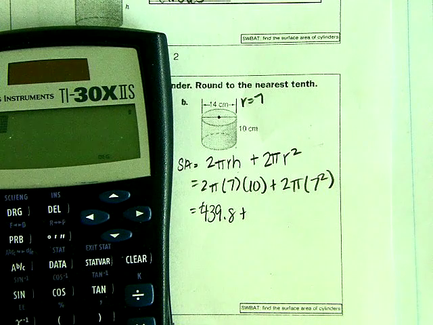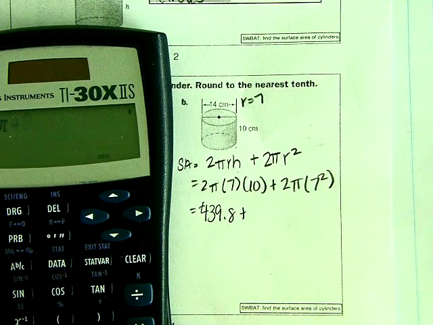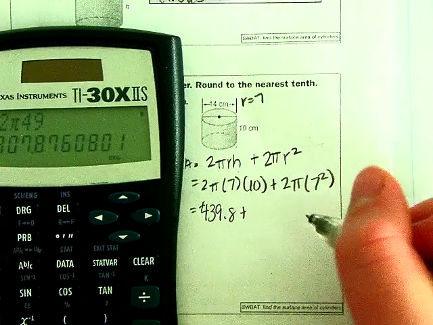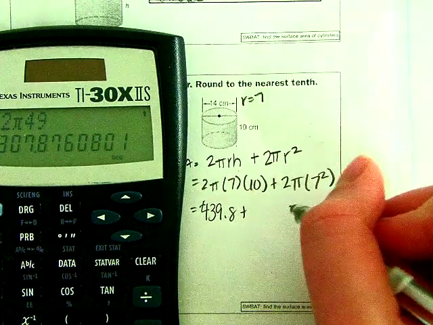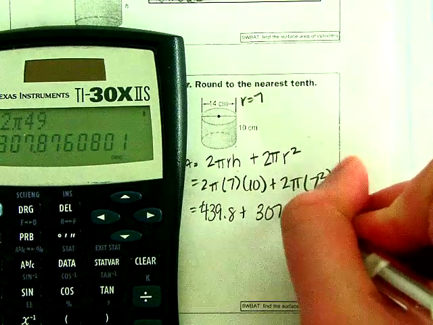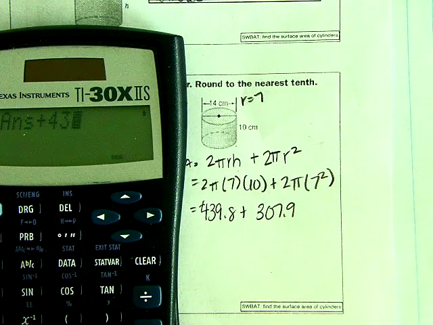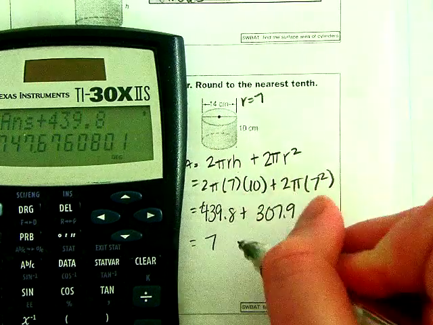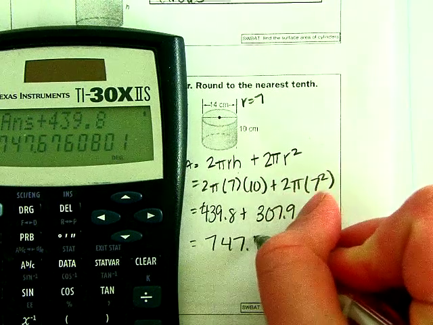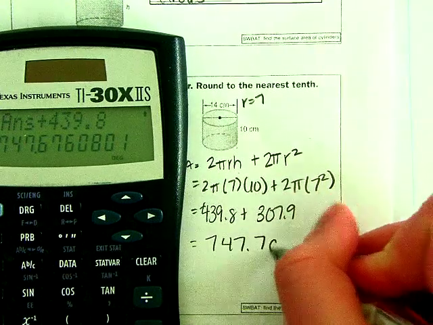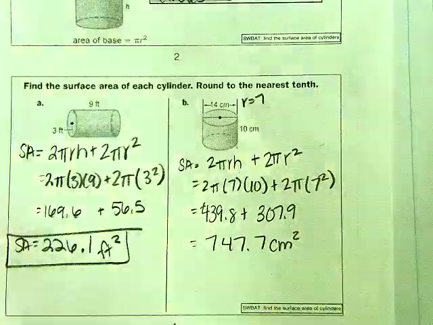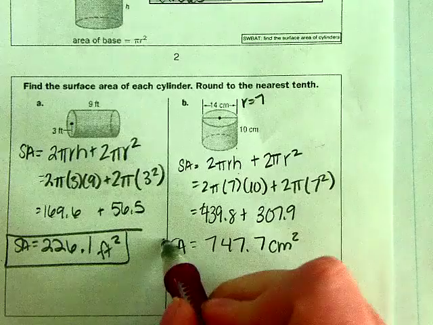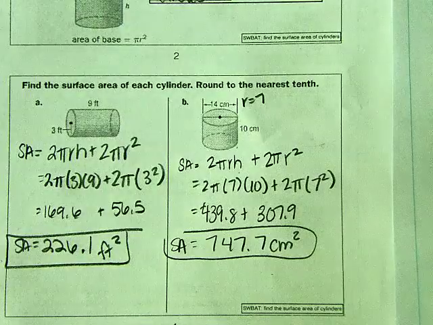Plus 2 pi, we could say 7 squared, or 49. 307.8, or 0.9. Add that to our lateral area, and we get 747.7 centimeters squared for the surface area. Anytime you find area, it's going to be units squared. Okay, pause me if I'm going too fast.